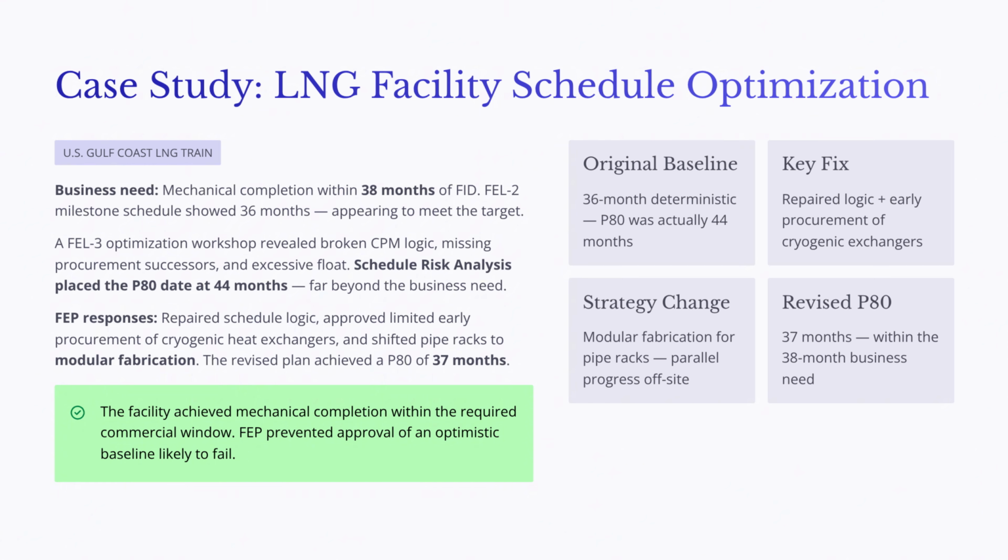After these changes, the revised plan showed an approximately 80% probability of completion within about 37 months. The facility achieved mechanical completion within the required commercial window. The lesson is clear. Front-end planning did not slow the project down. It prevented the owner from approving an unrealistic baseline and helped the team create a credible path to the required business date.